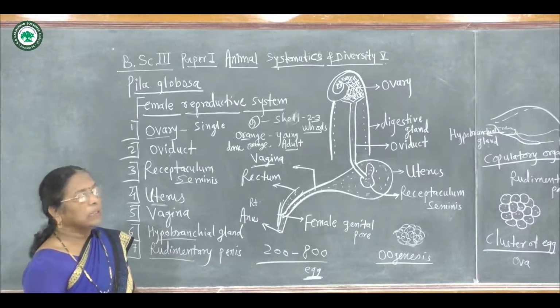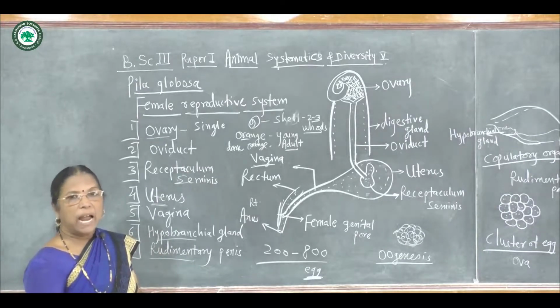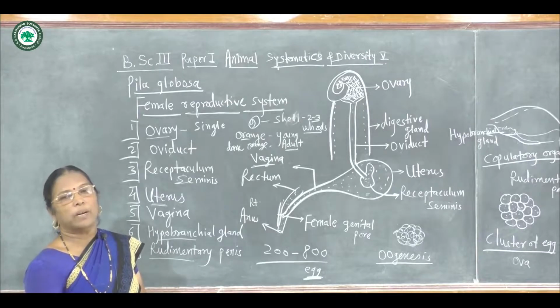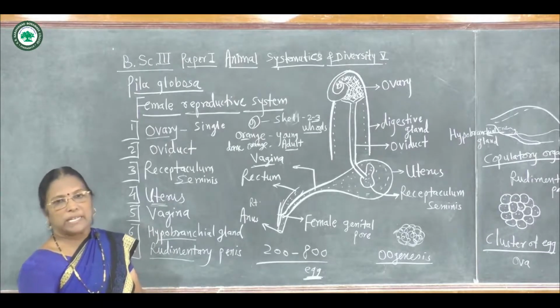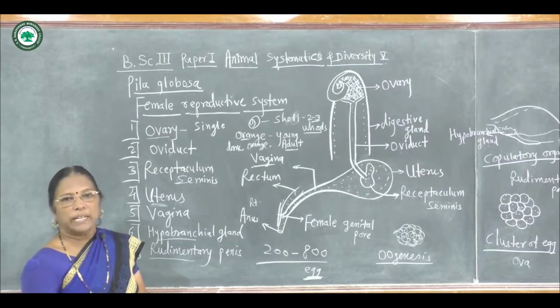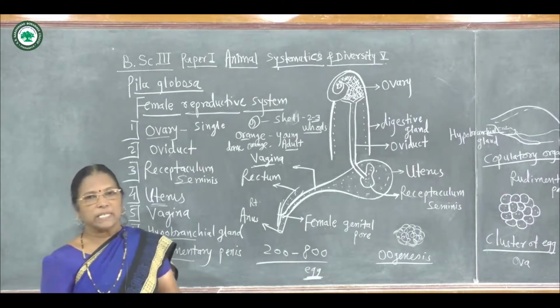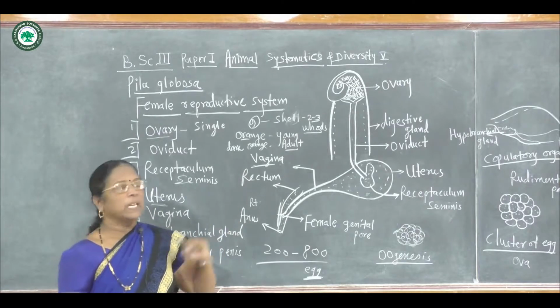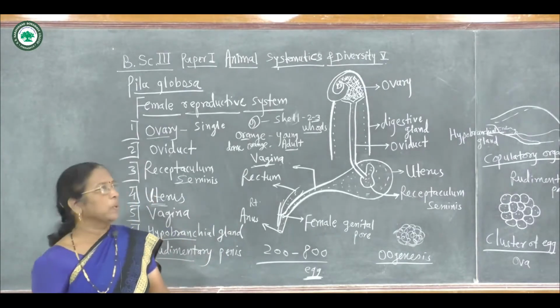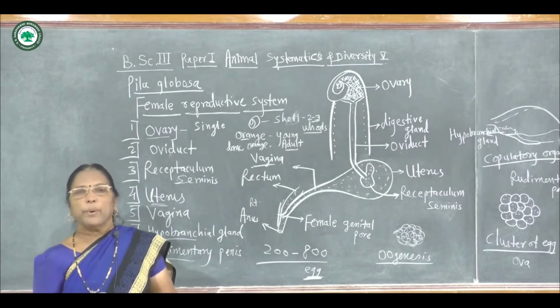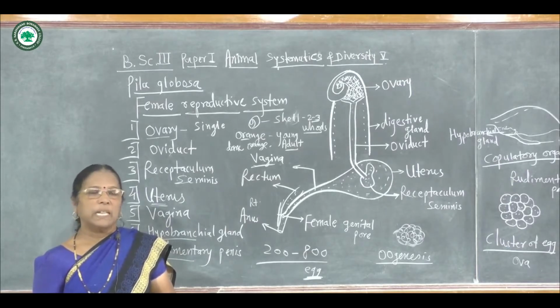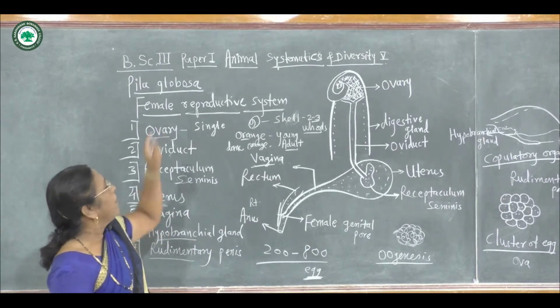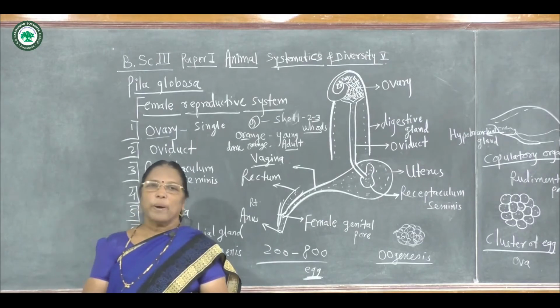Later on, these eggs hatch and the embryo develops within the eggs. The embryo develops and comes out after hatching. This is the copulation, fertilization and oviposition; embryo development takes place later on. This is the male and female reproductive system of Pila globosa.